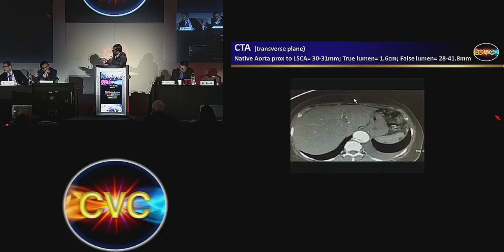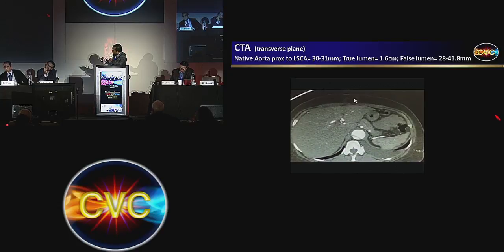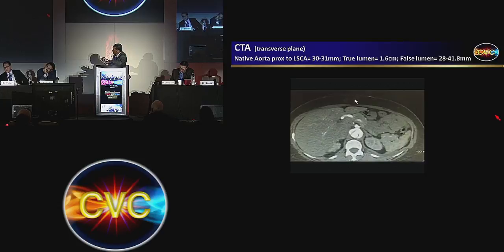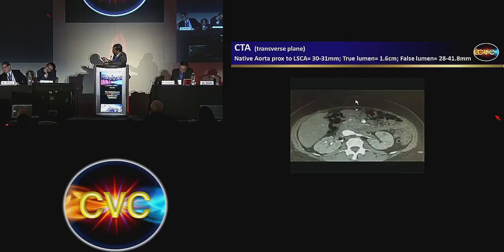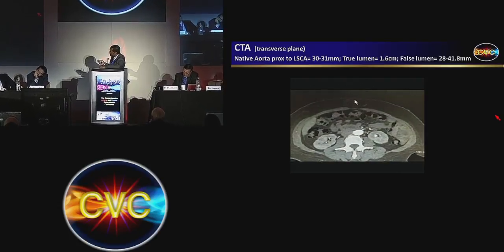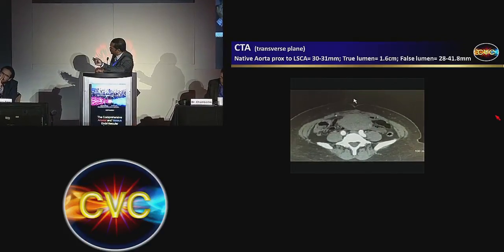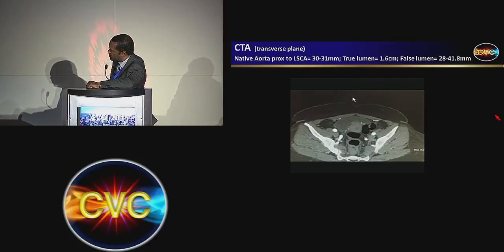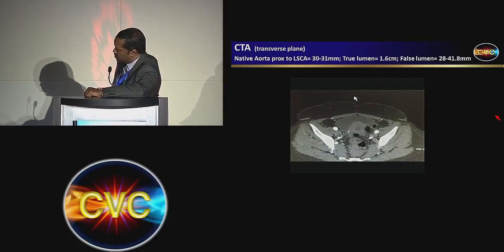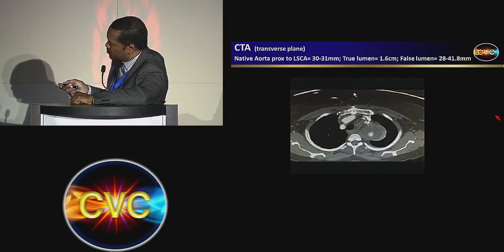And in terms of measurements, as you can see, the native aorta there, just the relatively healthy segment just proximal to the left subclavian, measures about 30 to 31 millimeters. The true lumen in its narrowest portion was only about 1.6 centimeters. The false lumen ranged anywhere between 28 to almost 42 millimeters in diameter throughout the descending thoracic aorta. The visceral vessels, the SMA and the renals, all came out of the true lumen.